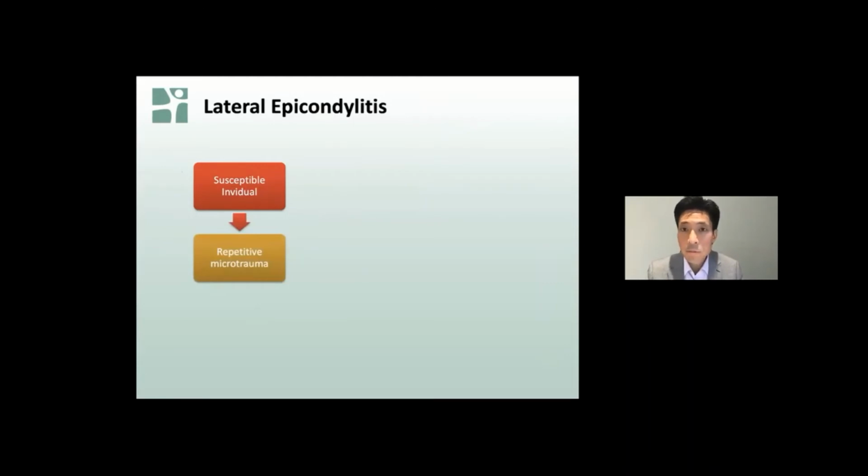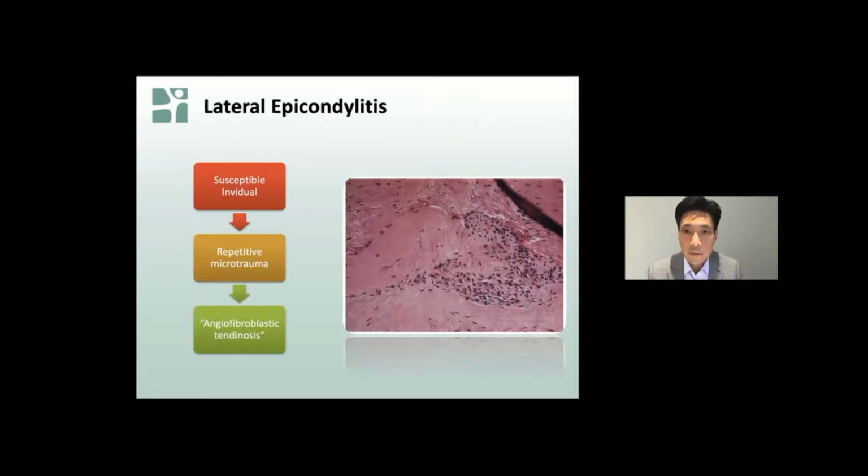So lateral epicondylitis is the other name of this. Lateral meaning it's on the outside of the elbow, and epicondylitis meaning it's that specific structure, and I'll show you in a moment what I mean. But the thought process and the theory behind this is when you have a susceptible individual, meaning somebody who's probably just going to get it, they have repetitive microtrauma, meaning maybe playing tennis, maybe raking leaves. It really could be anything repetitive involving your wrist or your elbow. And then you get this change called angiofibroblastic tendinosis. And it's kind of a fancy name for this process that we see on a microscope here.